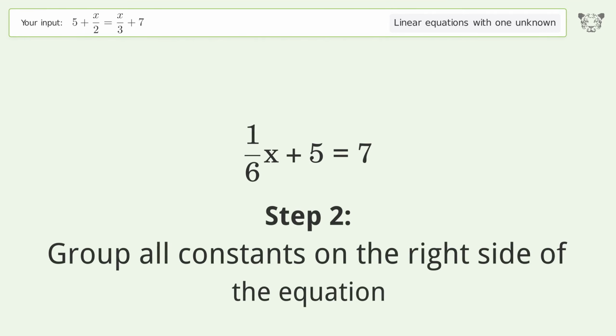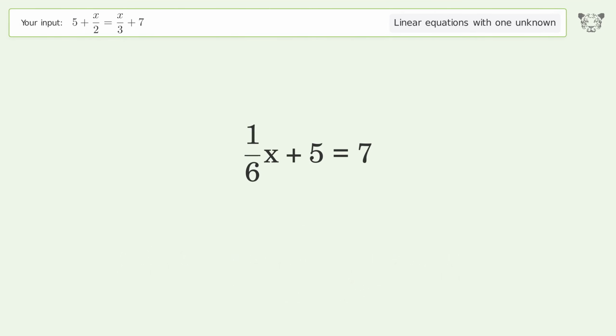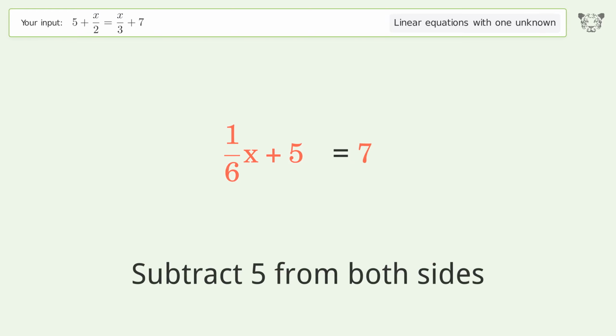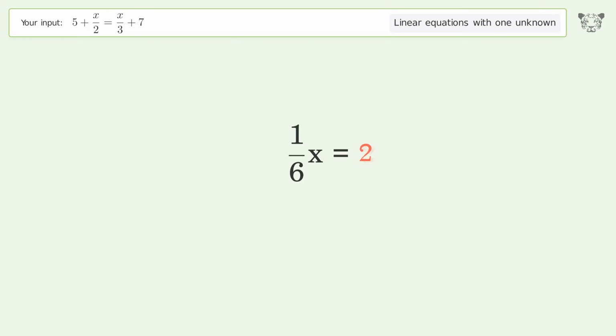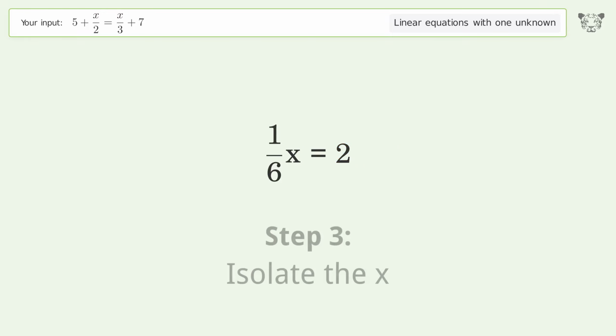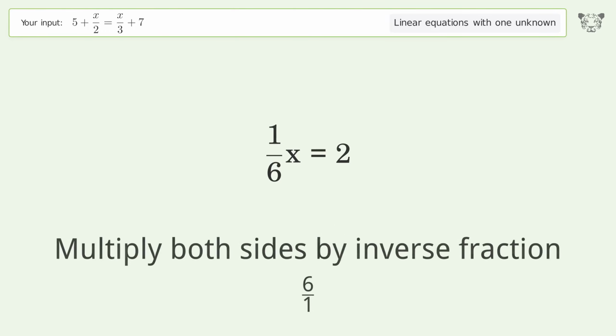Group all constants on the right side of the equation. Subtract 5 from both sides. Simplify the arithmetic. Isolate the x. Multiply both sides by inverse fraction 6 over 1.